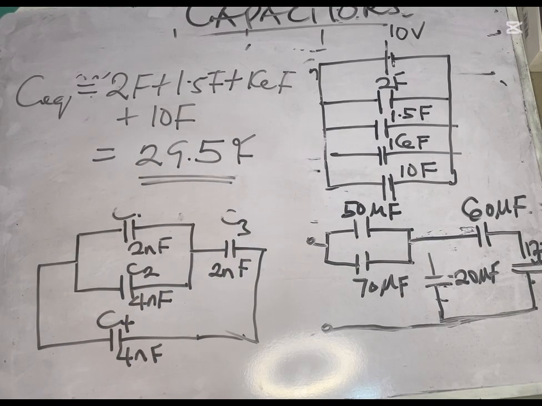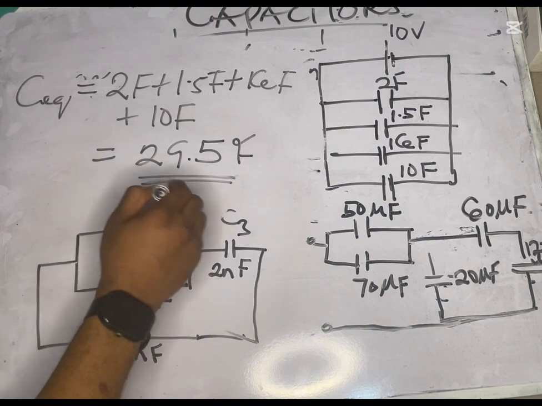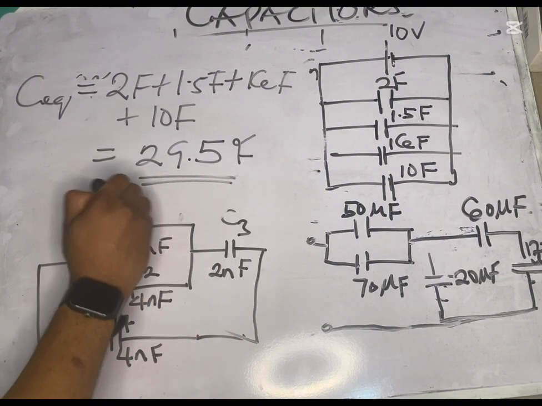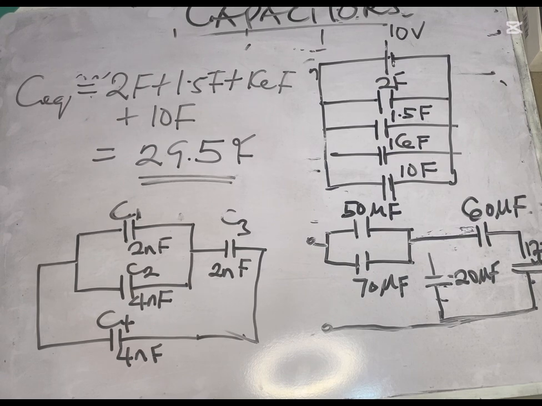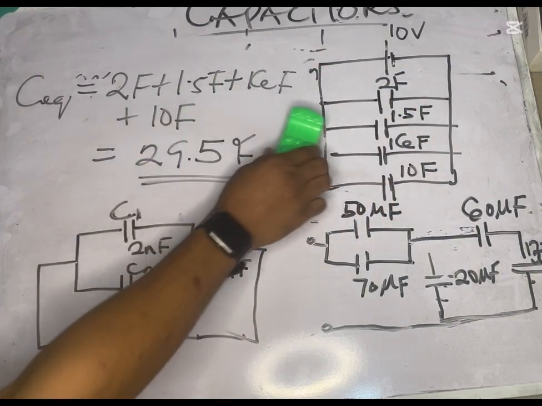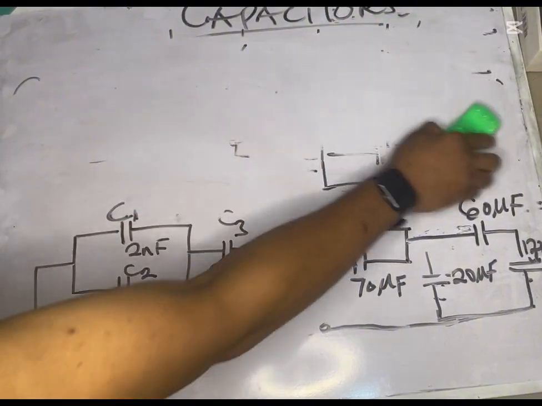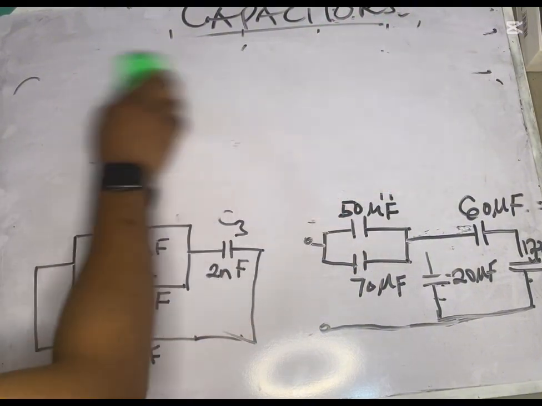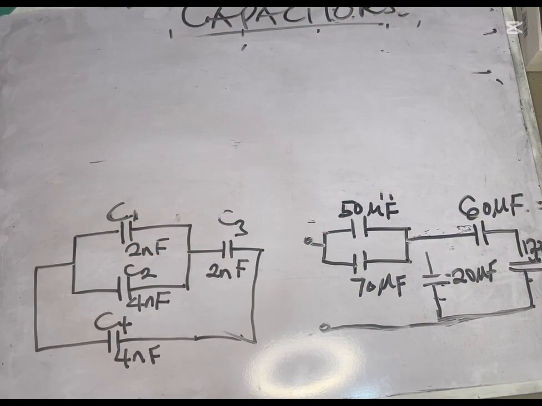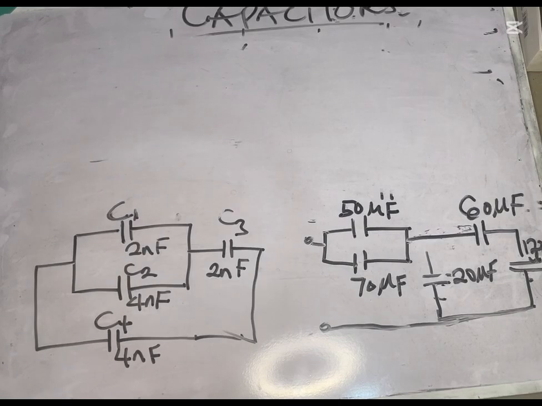Okay, total capacitance. So now let's quickly go ahead to work on this. This is C1, mind you. I'll be cleaning this. So the answer to this is 29.5. So we have done the first and the second. Let's quickly go to the third one, then we'll solve that one as the last. All right, let's quickly solve this.